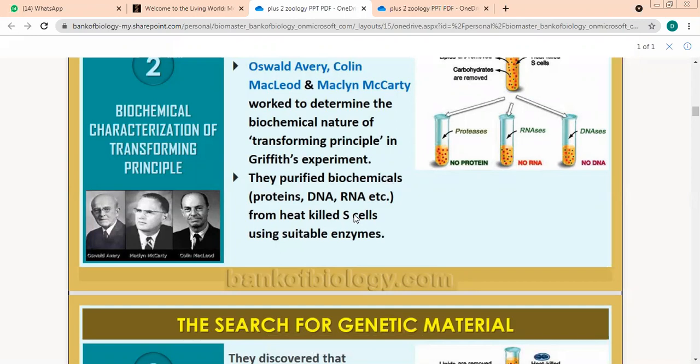They wanted to find out which one was the genetic material. Was it proteins, DNA, or RNA? Griffith only told us that this material is being transferred. When they checked the material, three things were present: proteins, DNA, and RNA. Now they were confused about which of these is the genetic material. Now they just wanted to find out which one is the actual genetic material. How are they going to find out?